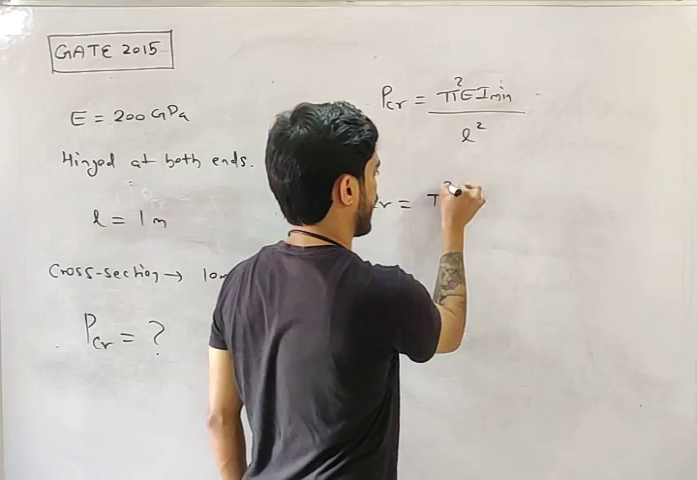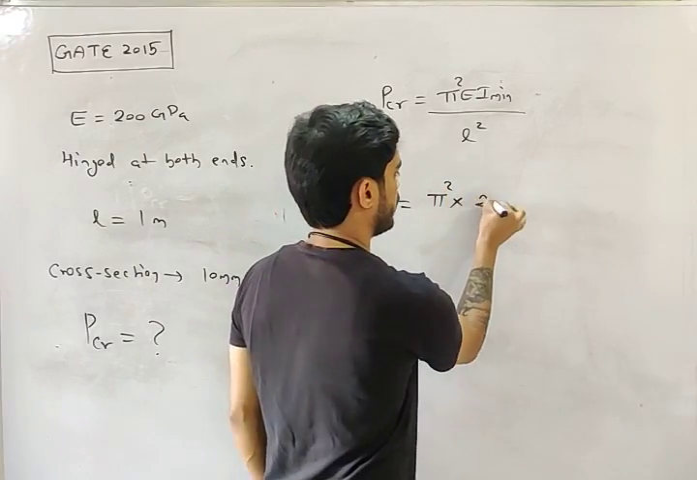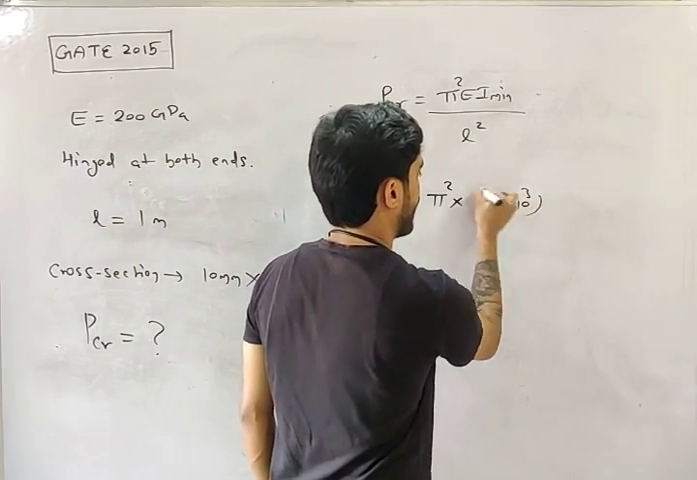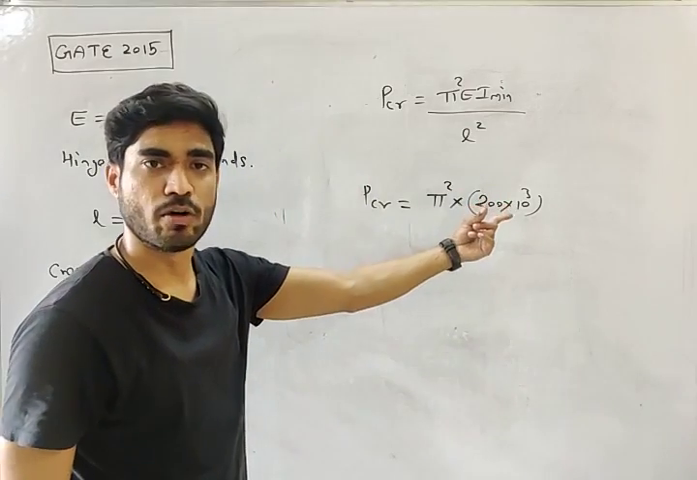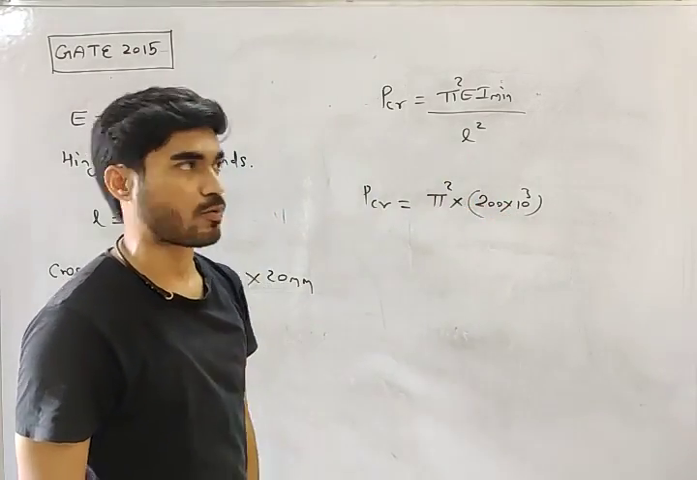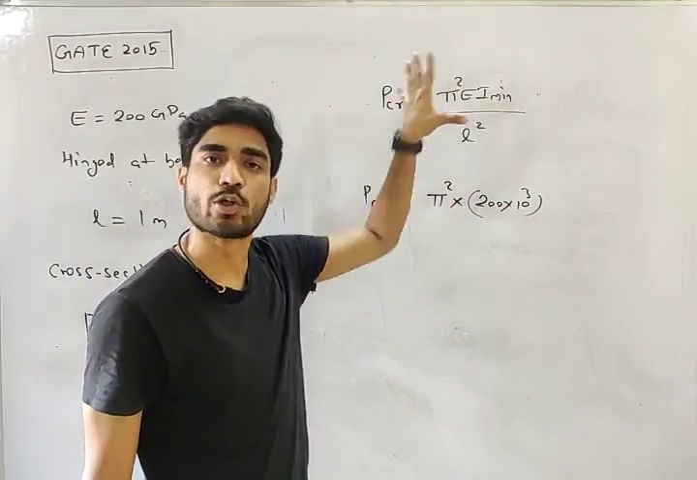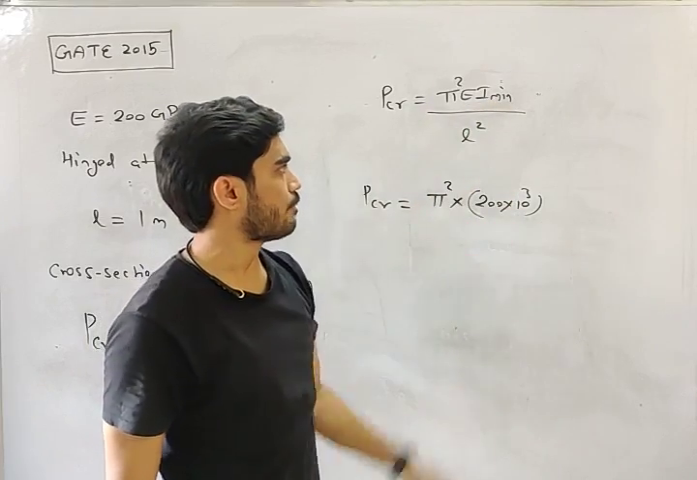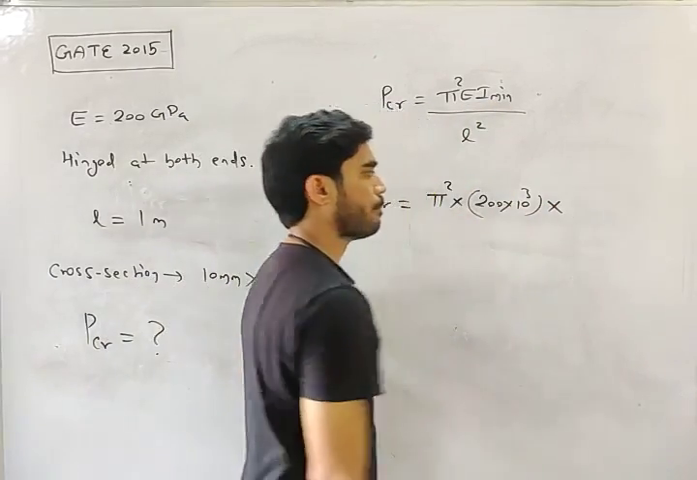So it will be pi square E. It will be 200 gigapascal. So I have to convert it into megapascal, Newton per mm square. You have to put everything in Newton and mm. So Newton per mm square into I minimum.